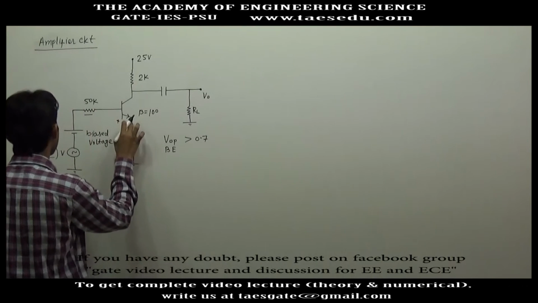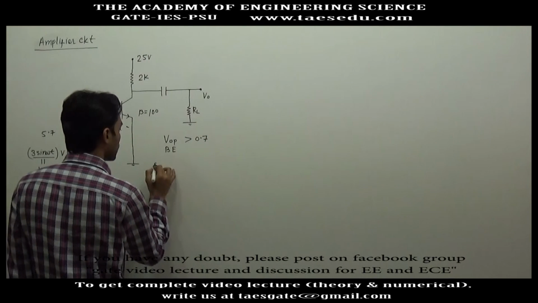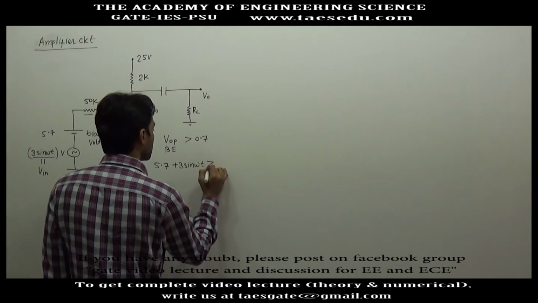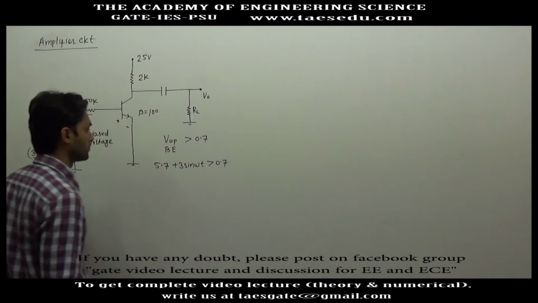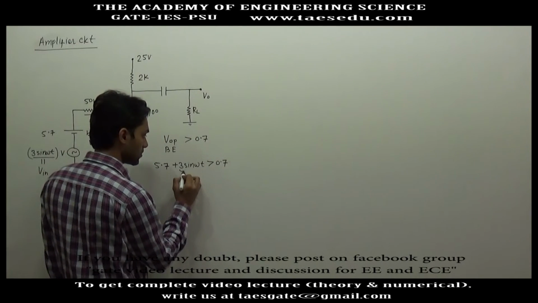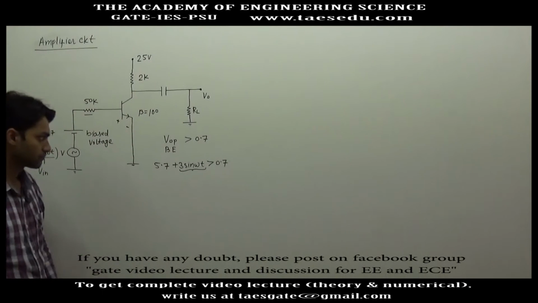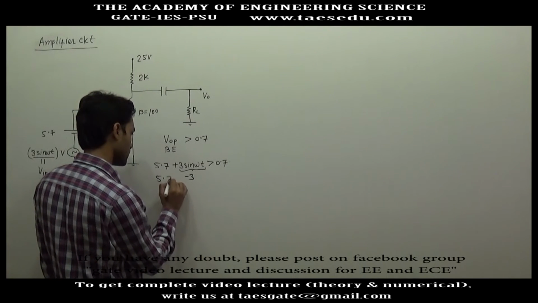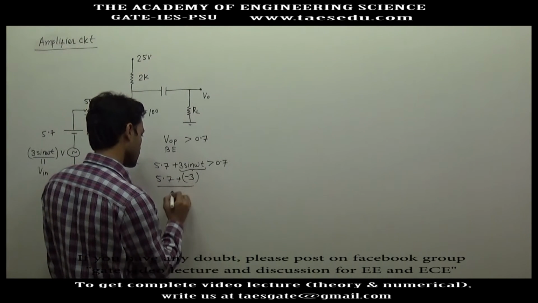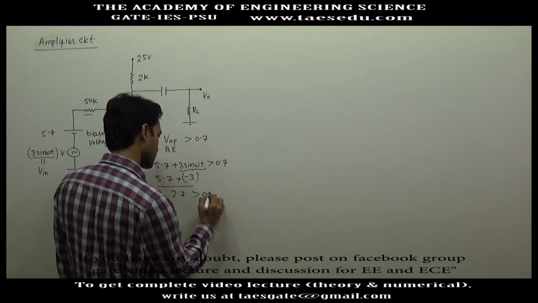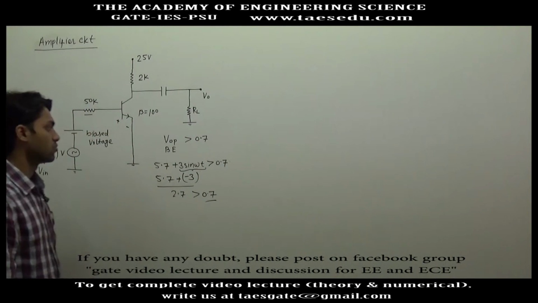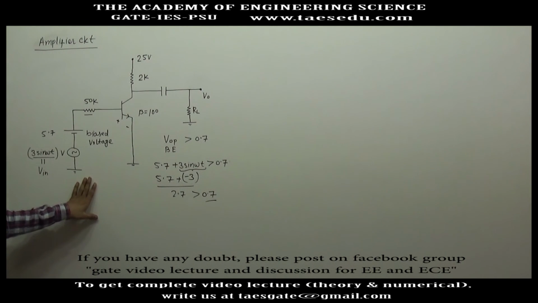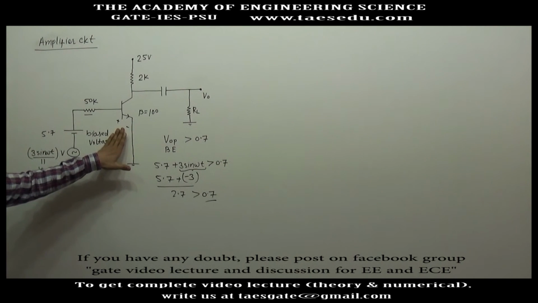And what will be VBE open circuited? This will be 5.7 volt plus 3 sin omega t. This must always be greater than 0.7 volt. Now the worst value of 3 sin omega t will be -3. So this is still 2.7 volt, which is greater than 0.7 volt. So this way I ensure that this transistor will never go into cutoff region.